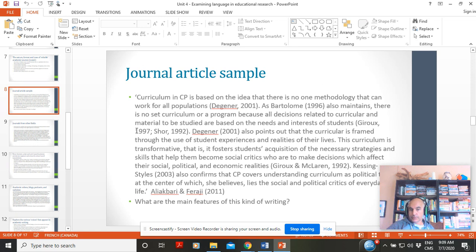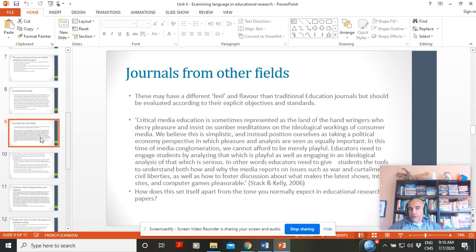This is pretty traditional, comes from an educational journal article. What are the main features of this kind of writing? It shouldn't take you too long. It pretty much jumps out at you. So just post a few remarks on that, and collectively we'll get a good sense of what you're identifying as your signposts here. Now you have journals from other fields.